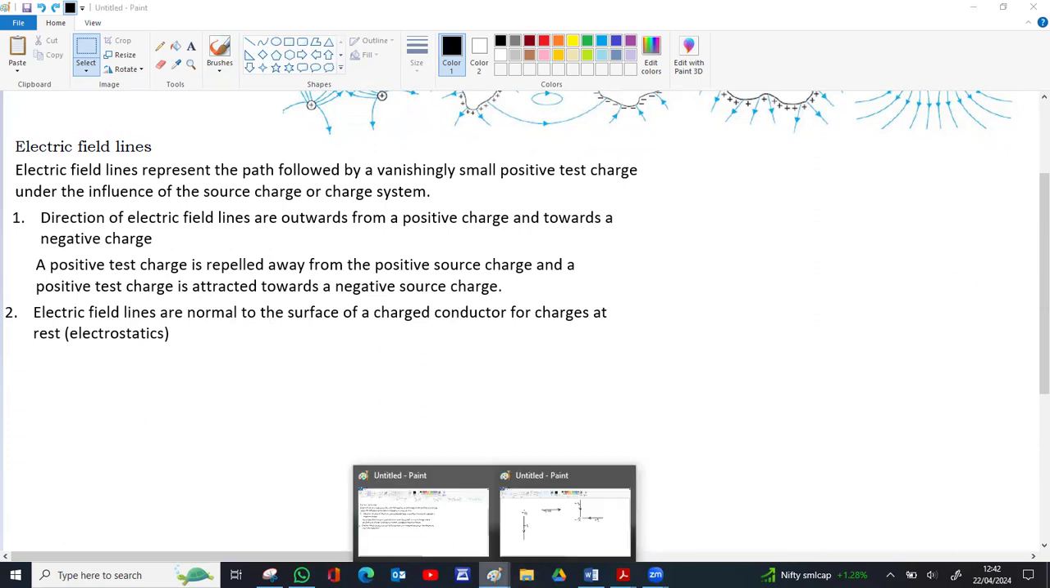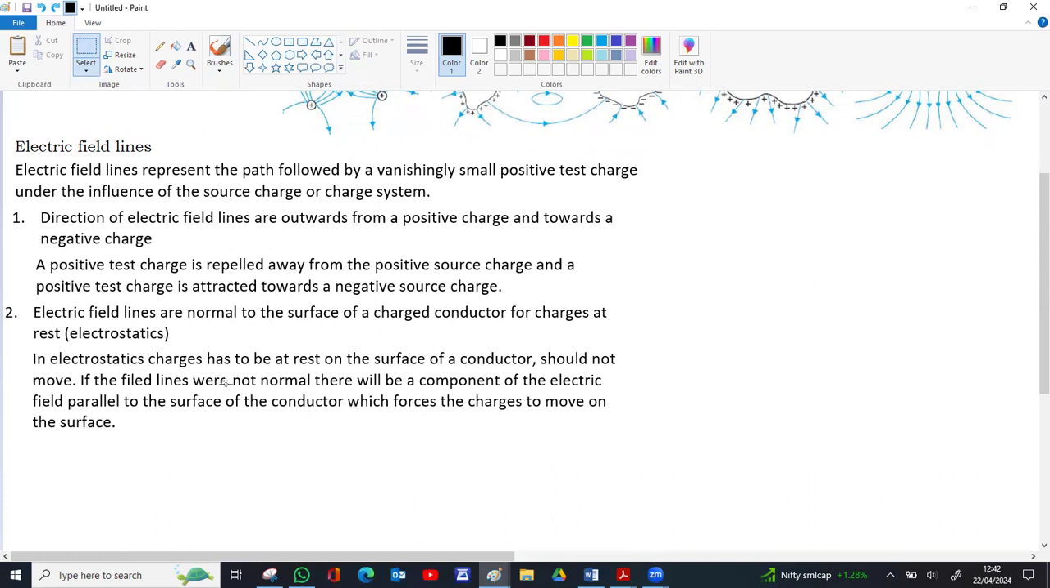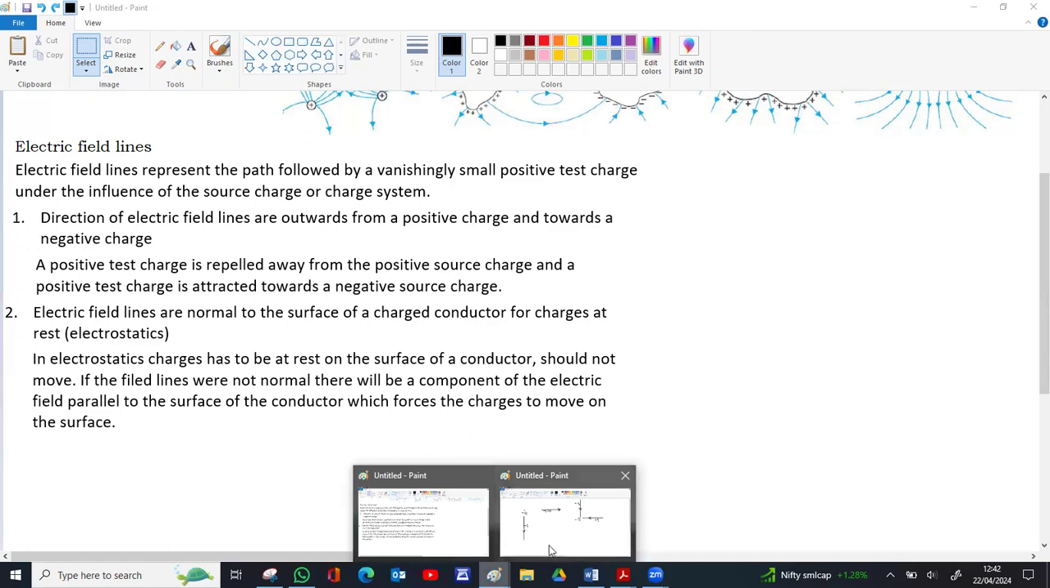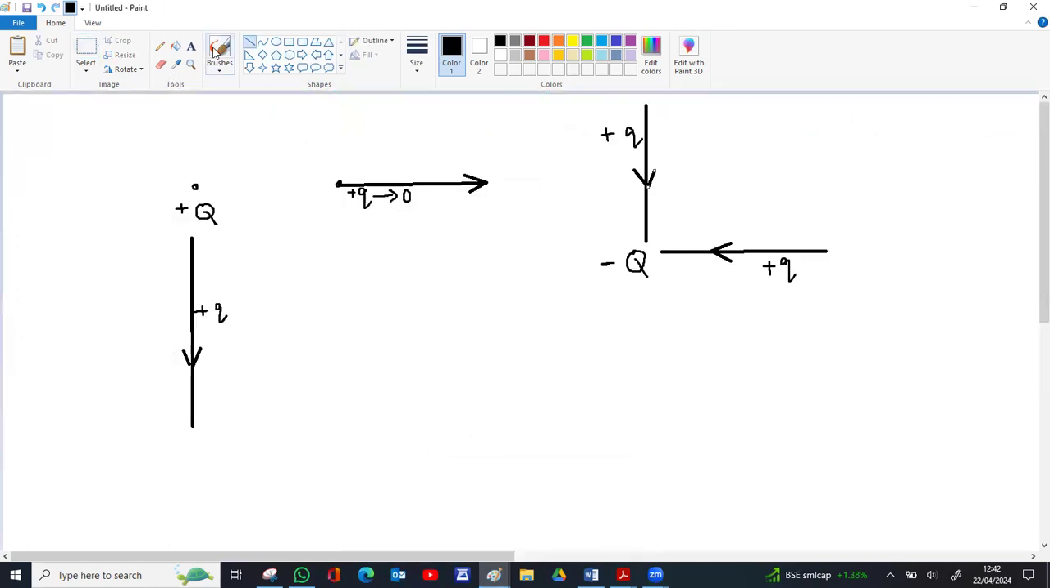So the reason for that: if the electric charges are at rest in electrostatics, they should not move on the surface. If you have electric field lines not normal to the surface of a conductor, there will be a component of the electric field which is parallel to the surface. For example, if you have a surface, maybe a surface.